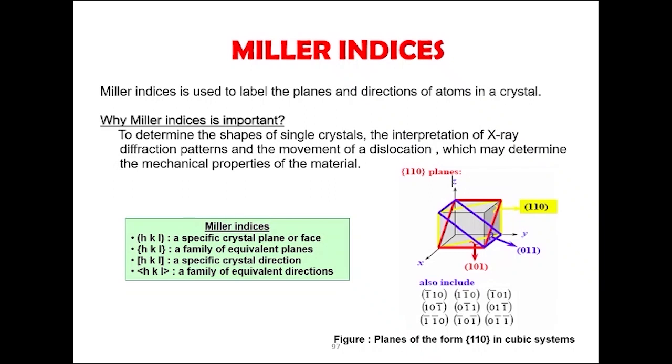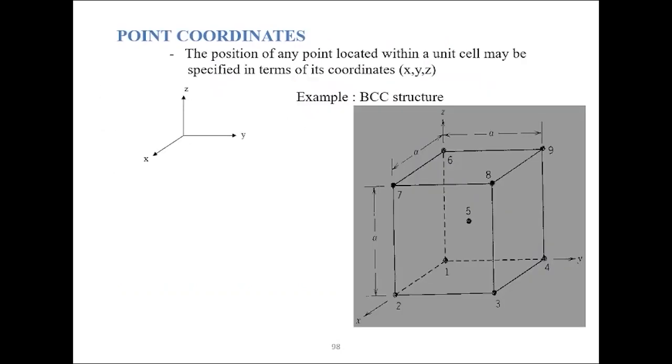So in this video we are going to look at Miller indices. Miller indices are used to label the plane and direction of atoms in a crystal. It means that we will learn two types of Miller indices. The first one is on direction, and in the next video we will look at Miller indices on plane. Before we begin our class on Miller indices, we first need to know about coordinates in crystal structure.